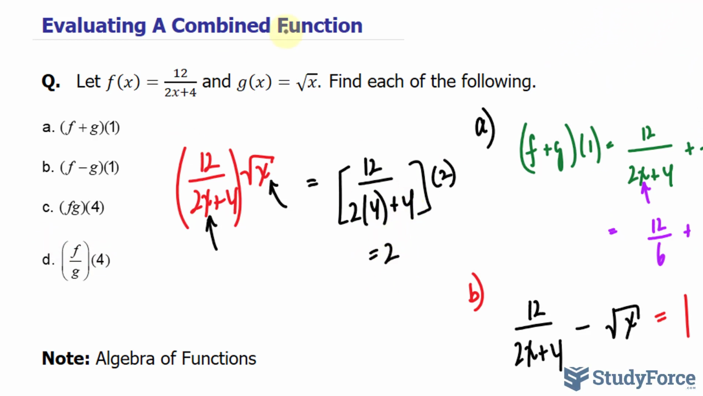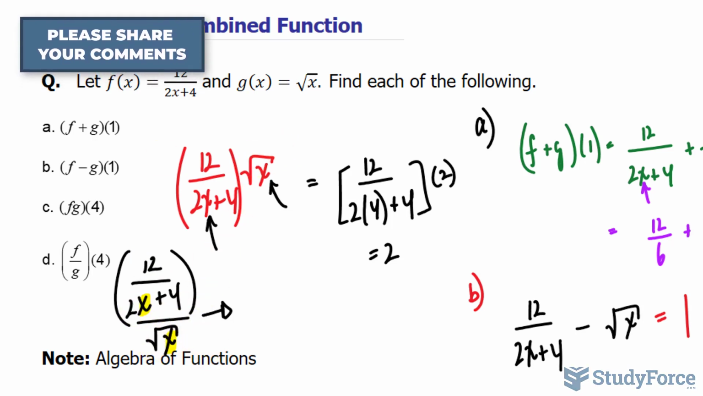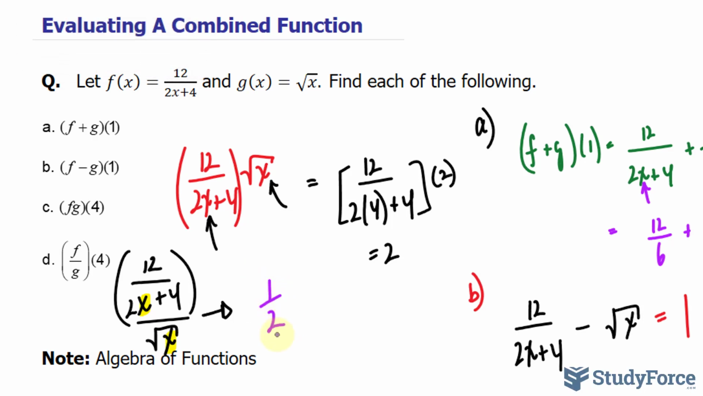Lastly, let's see what happens when we divide. So I have 12 over 2x plus 4, and that's all being divided by the square root of x. Substituting 4 into here and here, again that outputted to 1 in the previous example, and that was 2. So it's like saying 1 divided by 2, and that's half. And there you have it. That is how to evaluate a combined function.